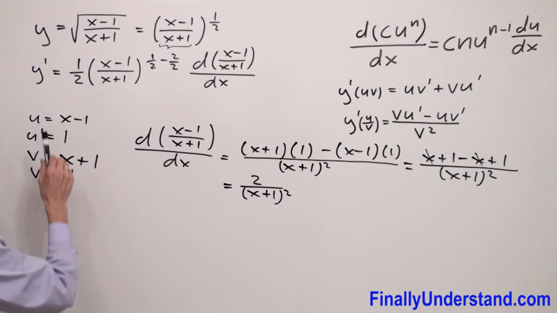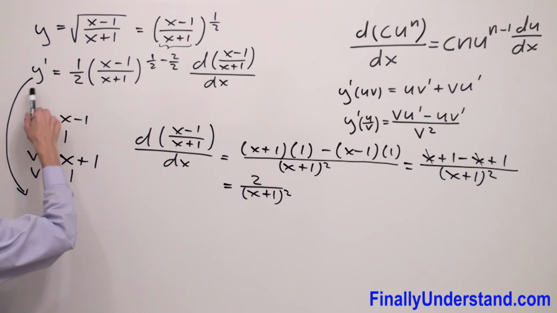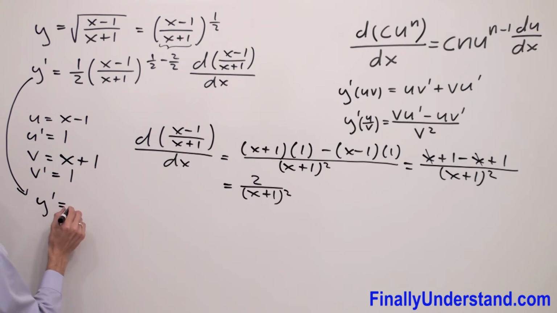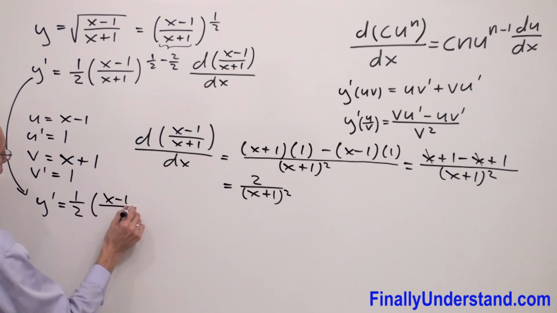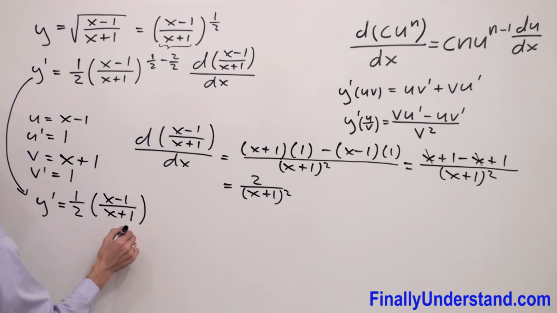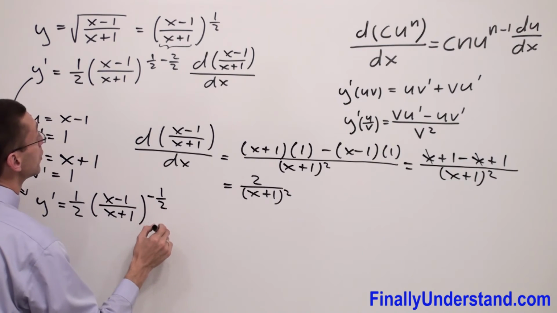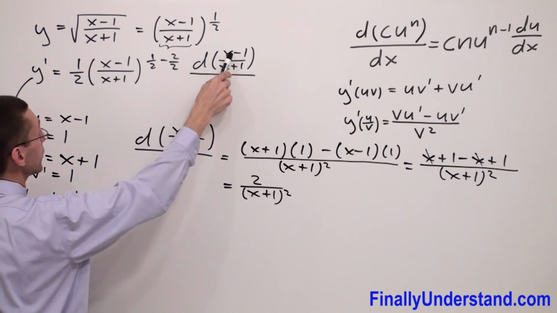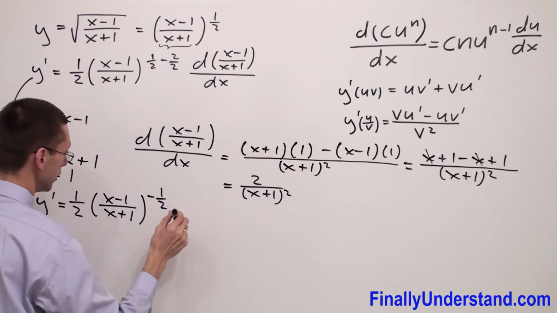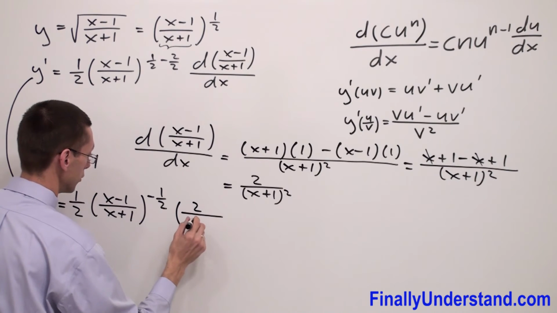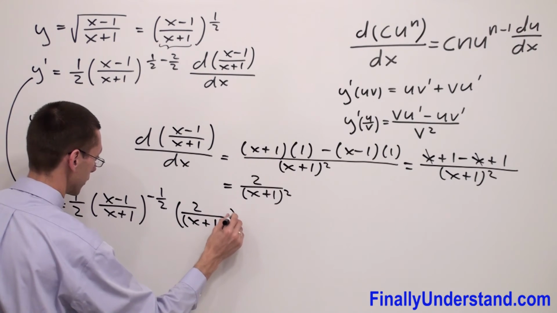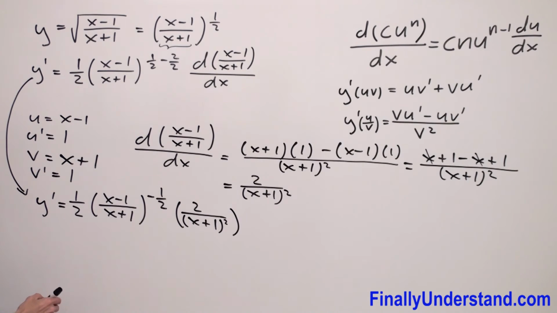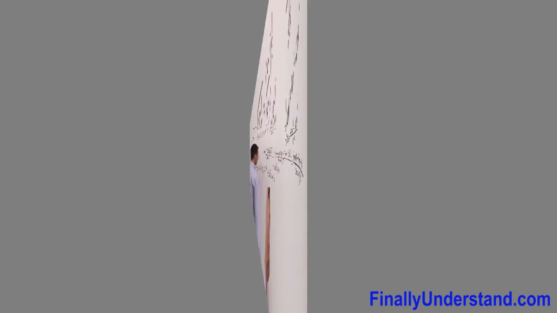Now, let me get back to this derivative. So I have y prime is equal to 1/2 times x minus 1 over x plus 1, you have to copy this down, to power negative 1/2, times the derivative of this fraction, which we got over here. So I have 2 over x plus 1 to the second power. Let's take a look at what will happen. We have 2 and 2 that are going to cancel out, and this is equal.